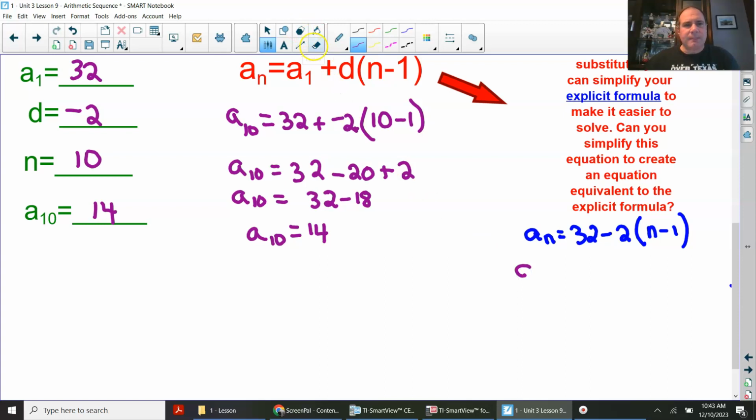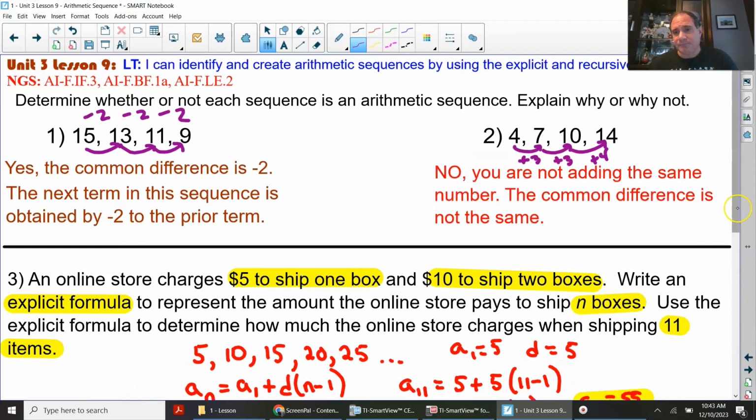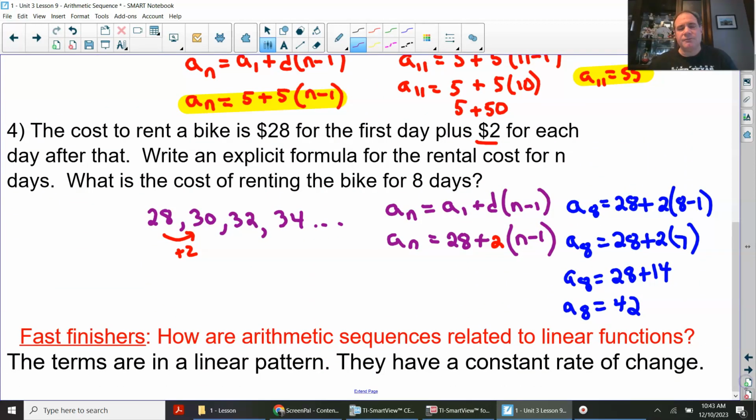So I'm not going to put a sub n down, but I'll just put 32. And then -2 times n is -2n, and negative 2 times negative 1 is plus 2. So just think about a sub n being negative 2n plus 34. And that's y equals mx plus b. The slope is negative 2, the rate is negative 2, and the y-intercept is 34. And that's how they're related. So the terms are in a linear pattern. They have a constant rate of change.